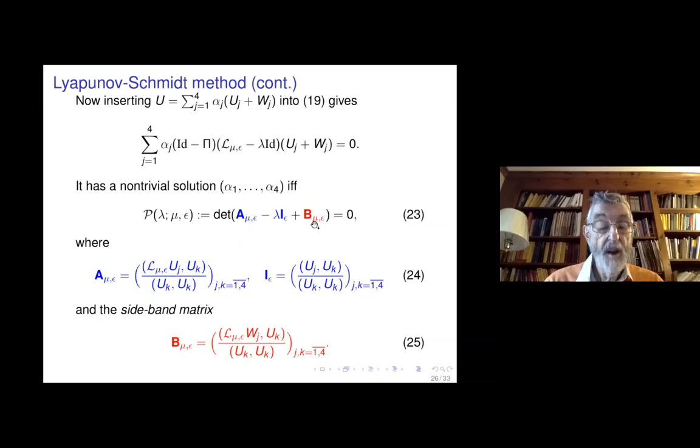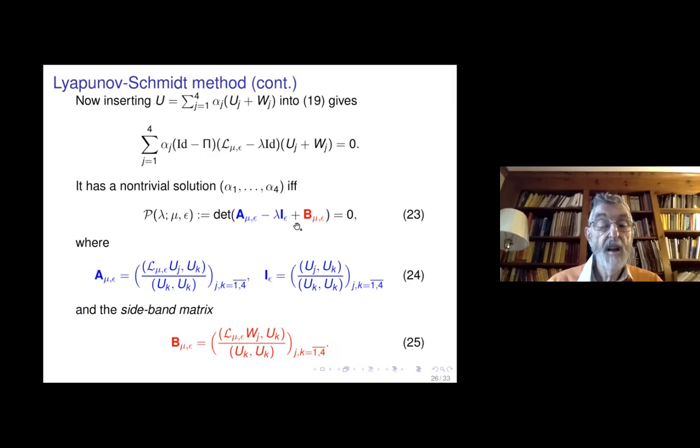What I've written: the part involving the sideband functions, I call that B, and the part that doesn't involve them, I call A. This is lambda, essentially the identity here. So this is almost the identity matrix. So it's just this: this is the A part, and this is the B part. But we have just a 4x4 determinant here.